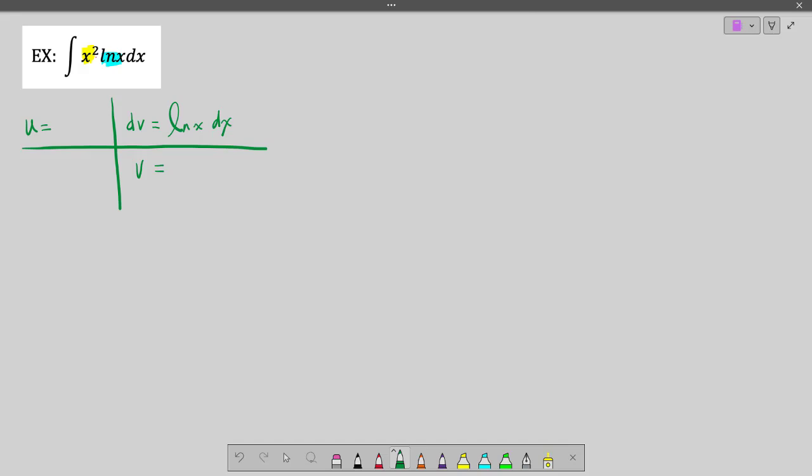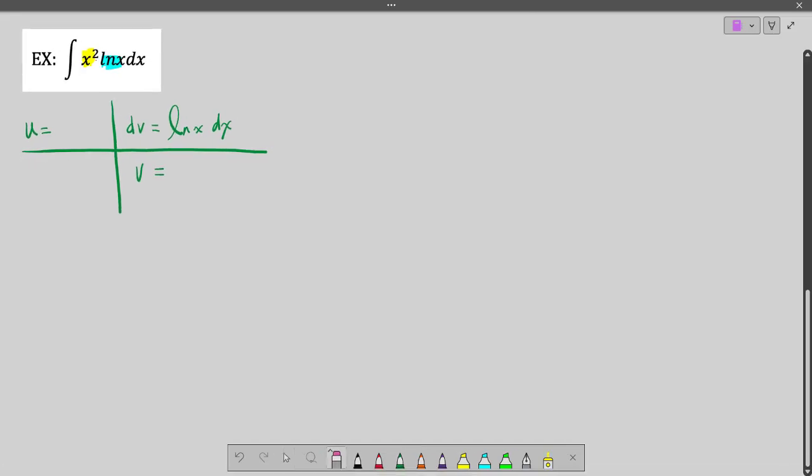But guess what you're going to learn today? How to integrate natural log of x. We're going to do that today. You've been waiting for that, even though you didn't know it maybe. So we don't know the antiderivative for natural log of x. So as long as you recognize that you don't know how to integrate that, you really don't have a lot of choice here. You're going to stick your natural log of x there, and you're going to put your x squared there.